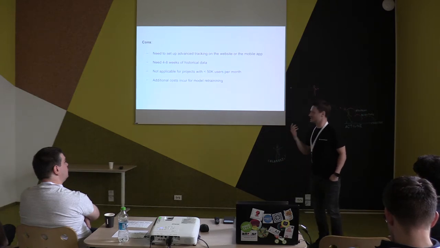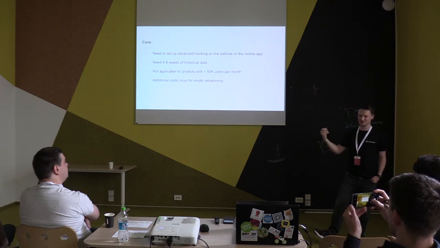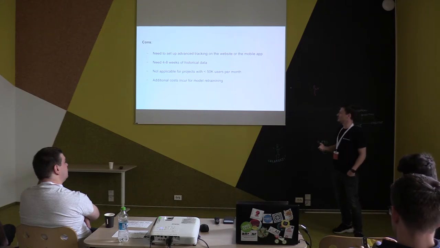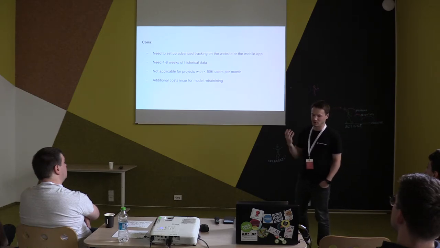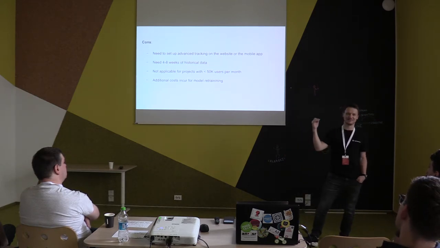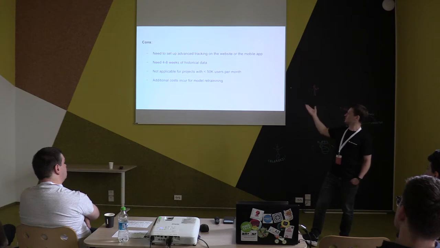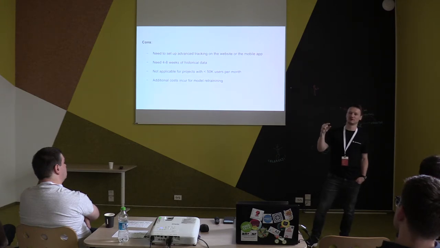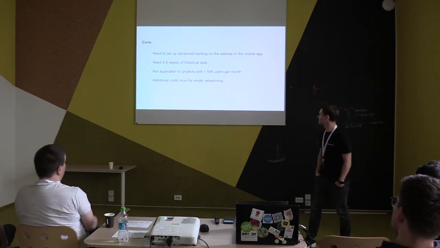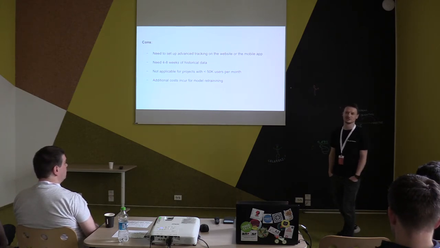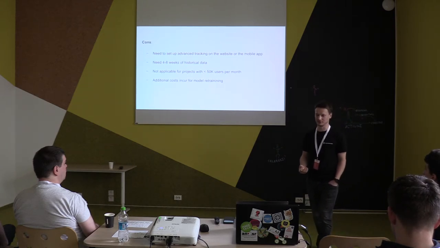Cons. First, you need to set up advanced tracking because you need to track all the micro conversions. It's not enough just to track page views and UTM parameters. Usually you need 4 to 8 weeks of historical data to train your model, to have a kind of cold start. And also it's usually not applicable for websites that have less than 50k unique users per month. This is an example for e-commerce websites which usually have very low conversion rates, like 1%. If you have bigger conversion rates, of course you might have fewer users. And of course, some additional costs might be incurred due to model training, but usually it's very, very cheap. So even for bigger clients, we usually pay $30 or $50 for Google BigQuery machine learning.